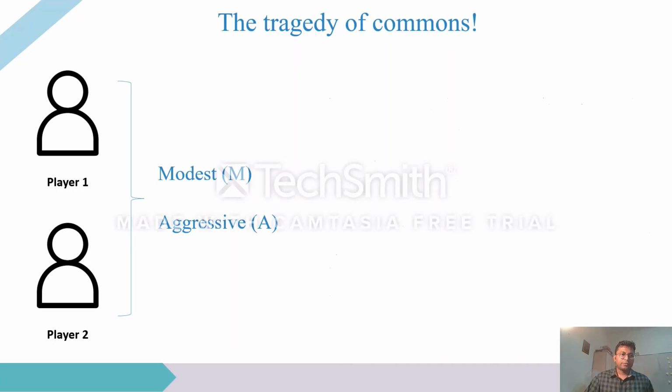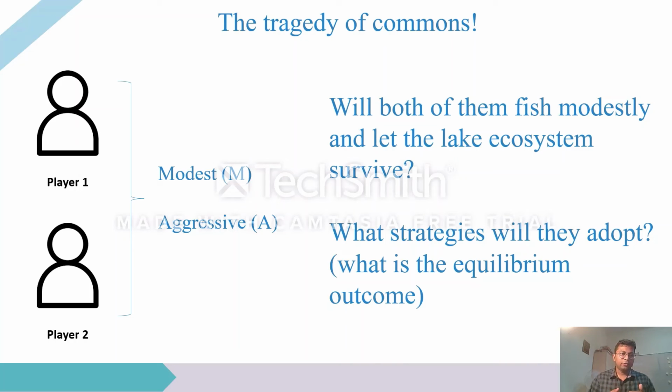The answer to these questions is not very intuitive. The reason is that the fishing strategy of a particular player will depend critically on the strategy adopted by player 2. For example, whether player 1 wants to fish modestly or aggressively will depend critically on the strategy adopted by player 2. Player 1 might not want to fish modestly if he or she knows that player 2 is going to fish aggressively and vice versa.